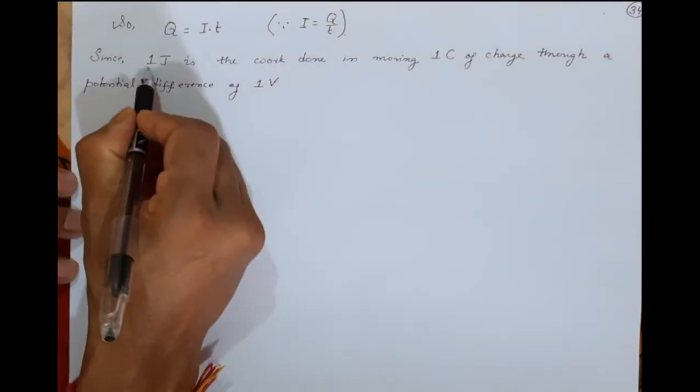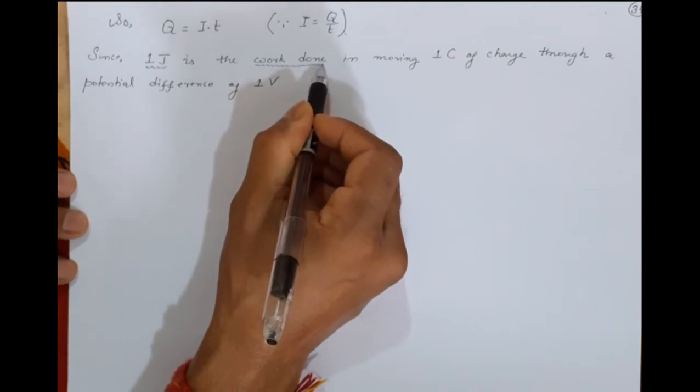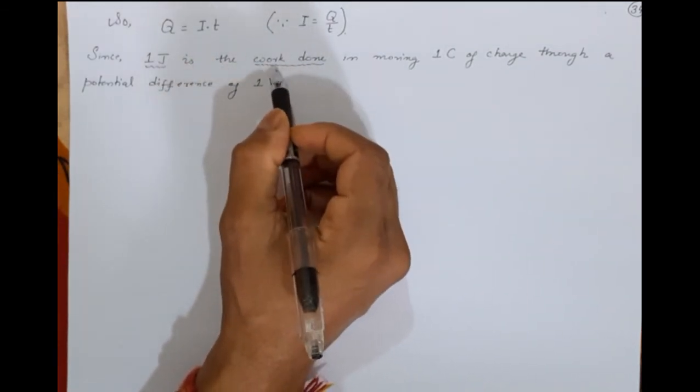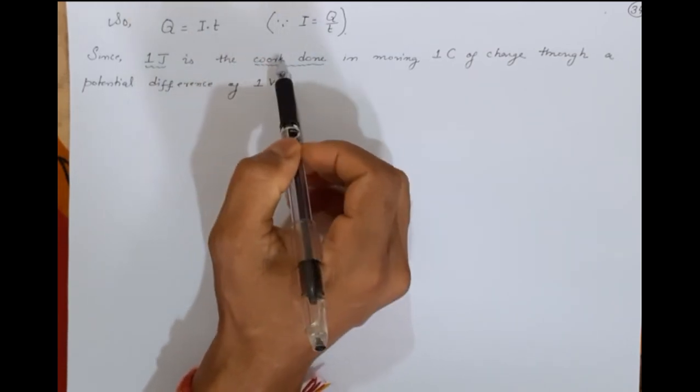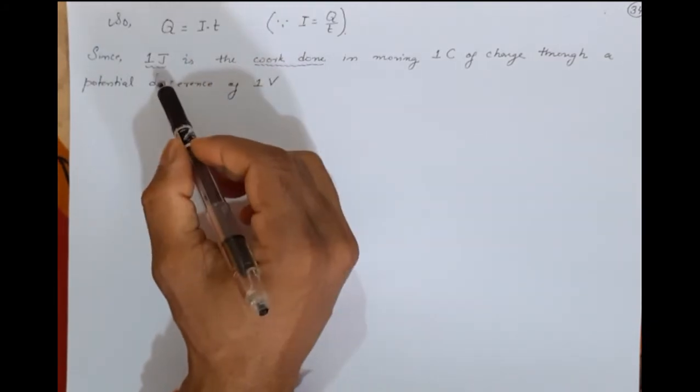1 joule is how much energy? 1 joule is the work done. Energy and work done are the same here because work done has the same unit, joules. So we will try to come from here to the work done, and that much work done we will write as energy later. That is the trick of doing this.